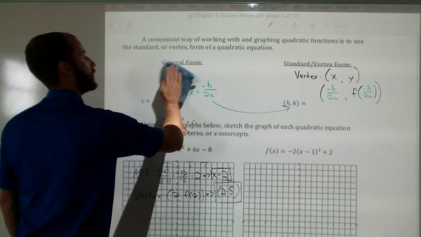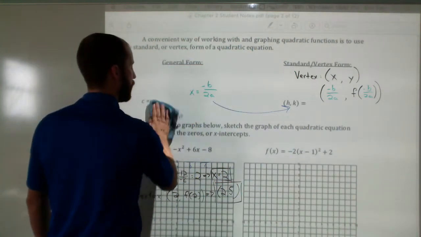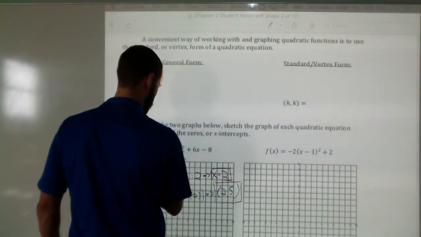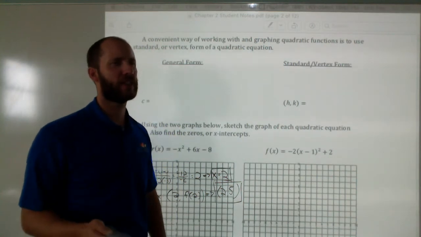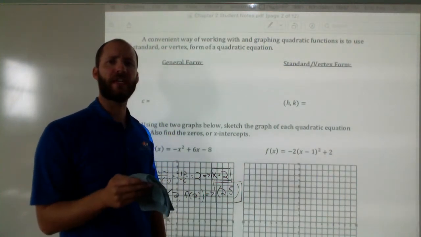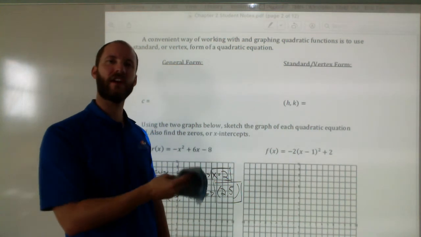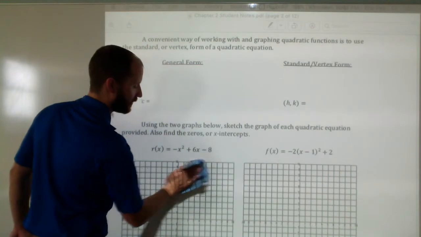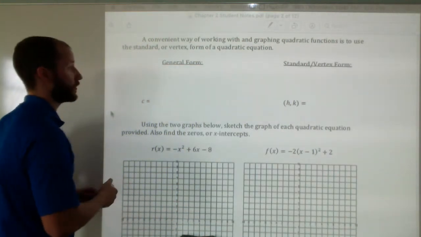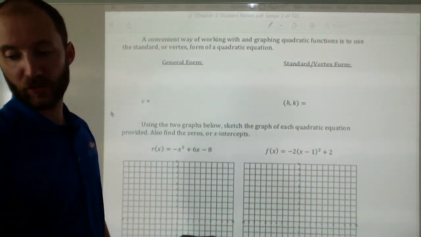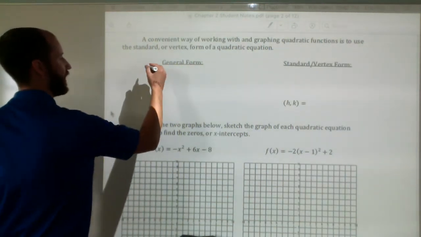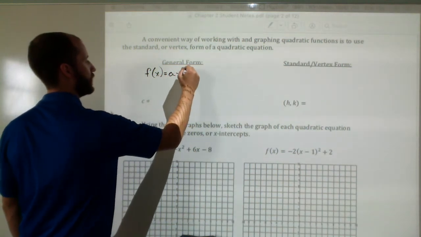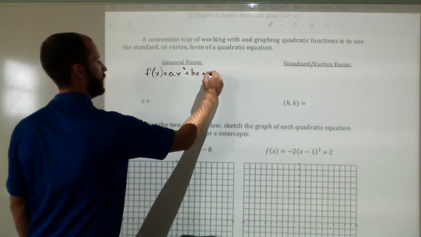The other thing I want to introduce about quadratics is different ways that you can write a quadratic equation. So, if you remember back to section 1.3, it was all about equations of lines. There's a ton of different forms for equations of lines. Well, we have a couple of different forms for quadratic functions as well. We have our general form, which is the definition, which you already saw. f of x equals ax squared plus bx plus c.